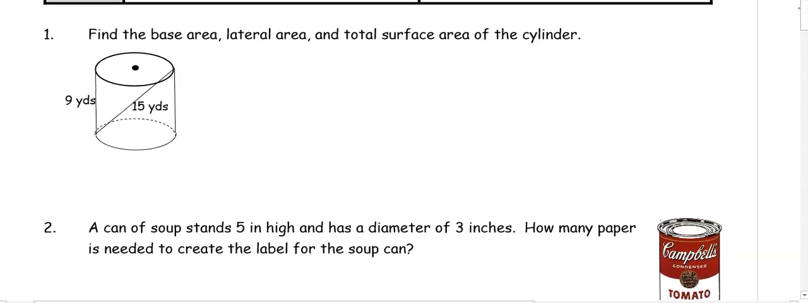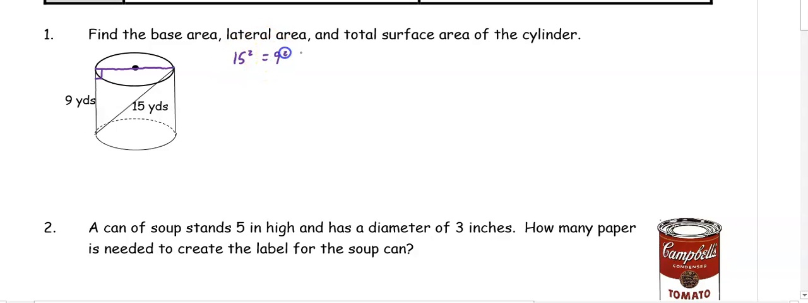So number one, we want to find the base area, the lateral area, and the total surface area of the cylinder. The problem is right now, we don't know what the radius of the circle is. So I'm going to draw a diameter in, which creates a right triangle with that 9 and 15. So we can do Pythagorean theorem.